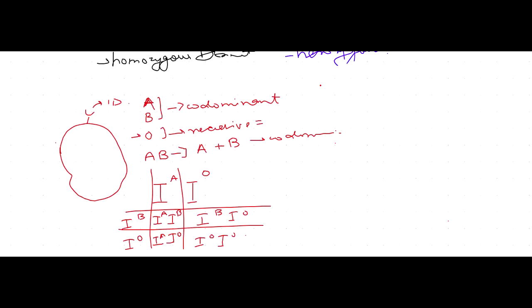So in this case, there's a 25% chance that the person is going to have blood group AB, a 25% chance that the person will have blood group B only, a 25% chance that the person will only have blood group A, or a 25% chance that the person is going to have blood group O. So the blood group AB is an example of codominance where both A and B will be seen. When I take a look at this person's red blood cells, I will see receptor A as well as receptor B.